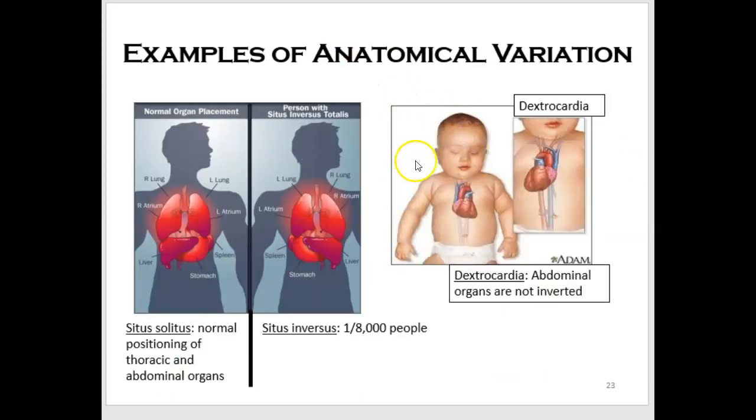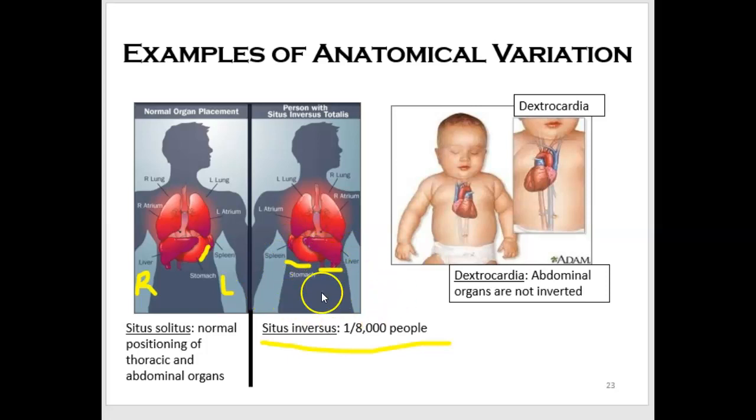And my final example of anatomical variation deals with this reversal of organ position. So there's one particularly prevalent case called situs inversus. 1 in 8,000 people have it, and in this case the liver and the stomach are reversed. So normally the liver is on the right side of the body. So when you're looking at a picture like this, this is the right side and this is the left side, and so the stomach is over here on the left side. In 1 out of 8,000 people, those 2 are reversed.